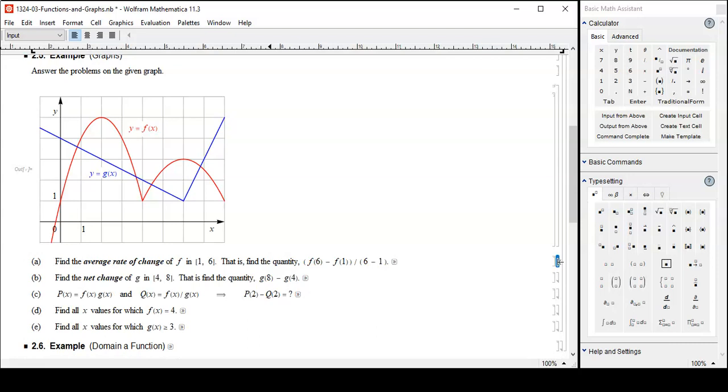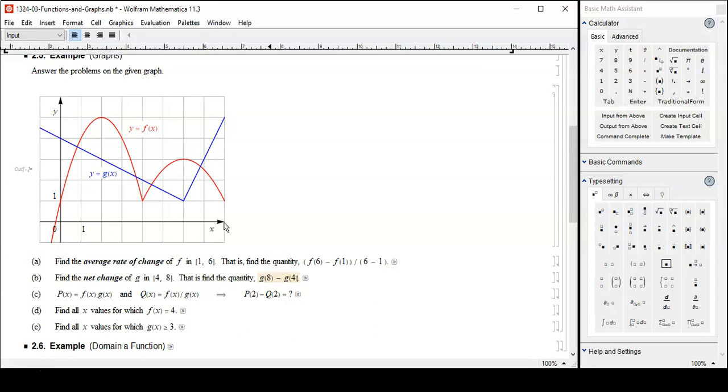Find the net change. That is, find the quantity g of 8 minus g of 4. Our textbook uses the term net change. I hate it. Just g of 8 minus g of 4, come on. Just calculate these. G of 8, what is it? 1, 2, 3, 4, 5, 6, 7, 8, right here.